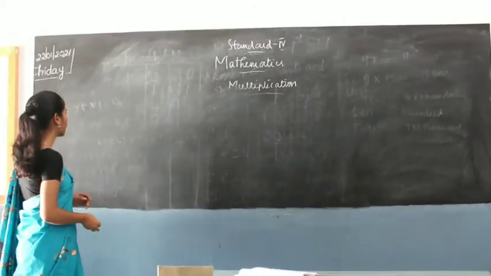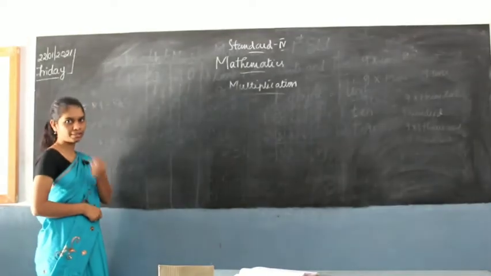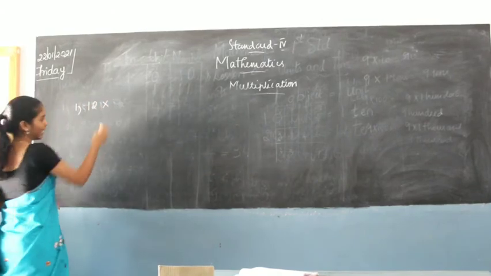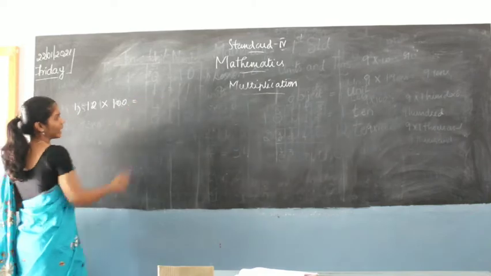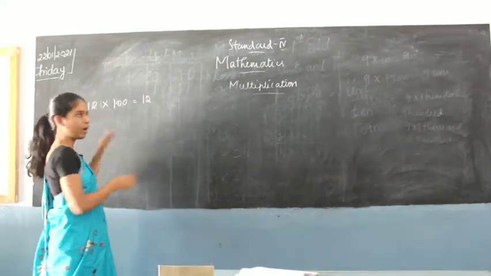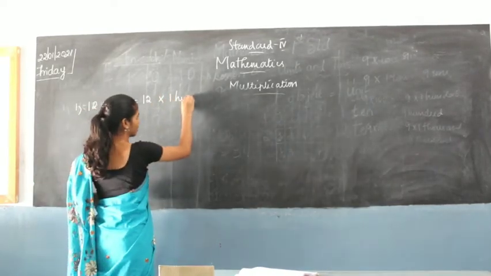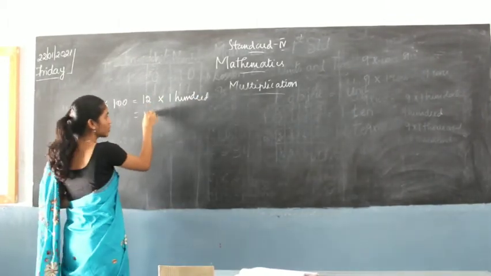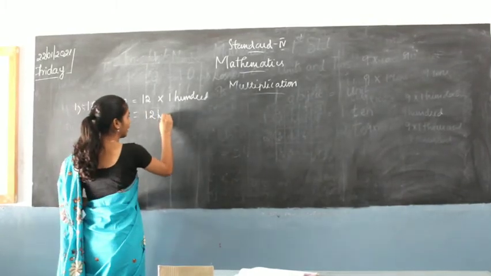Okay, so let's continue with multiplication of a number with hundreds, tens and ones. Now let's say you have 12 multiplied with 100. See here you have 12, so 12 multiplied with what? 100. How many hundreds? 100. So 1 into 12 is 12. 1 into any number will give you the same number. So 1200.